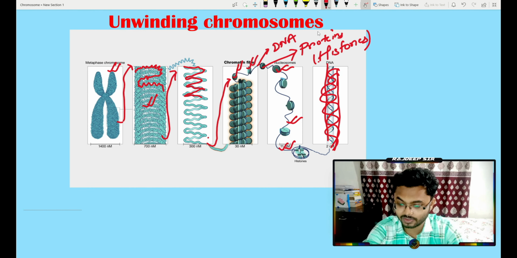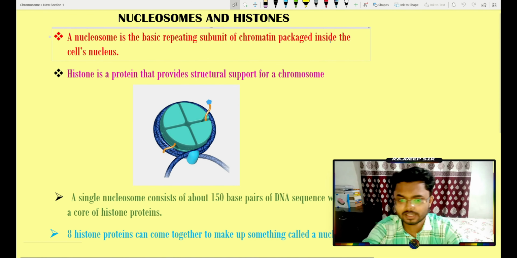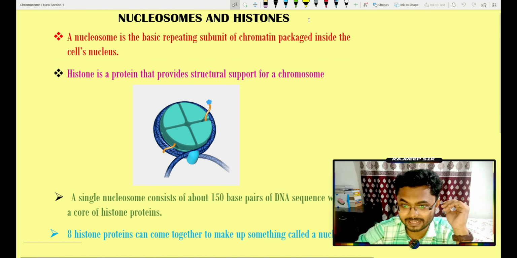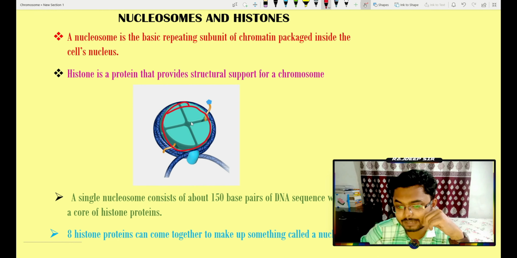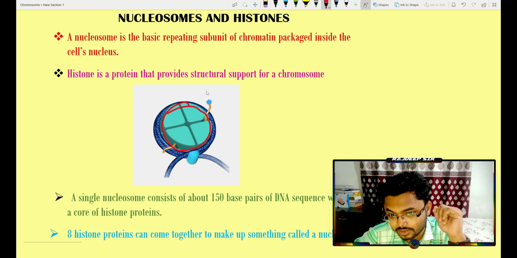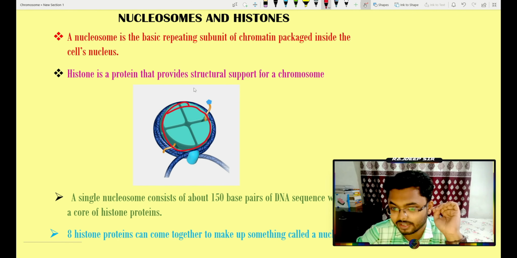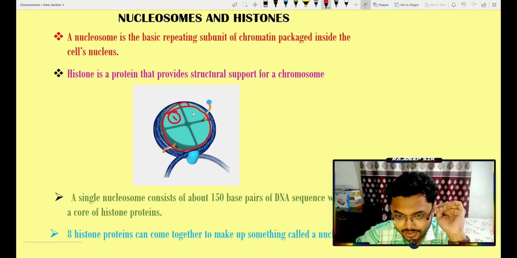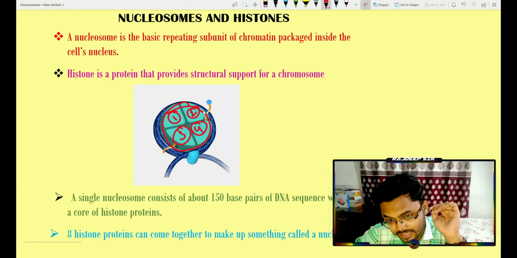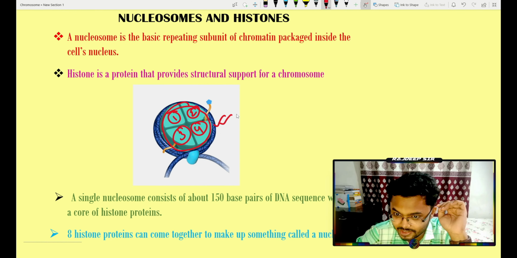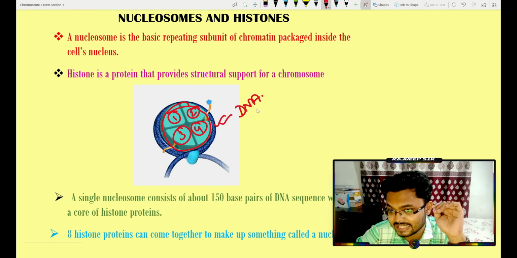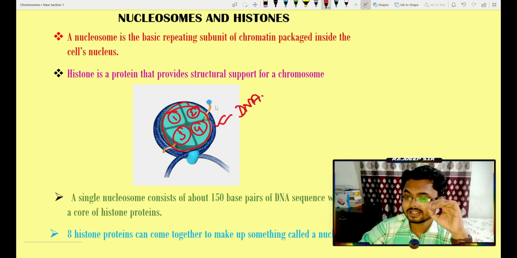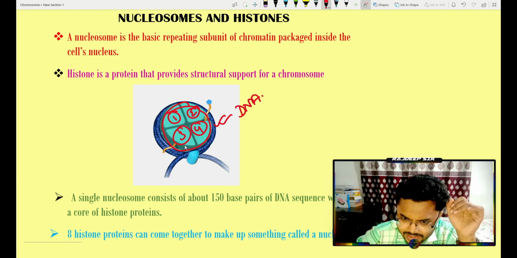What are histones actually? The histones are normally these button-like structures. Now there is a combination of four. I can number them: number 1, number 2, number 3 and number 4. Surrounding this there is a coil-like structure which we refer to as DNA, or double-stranded structure, that is deoxyribonucleic acid.